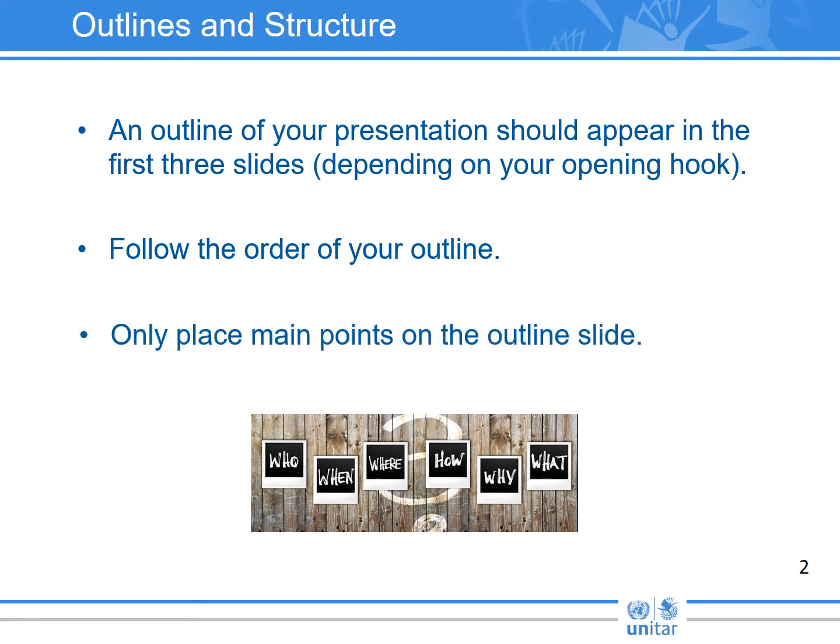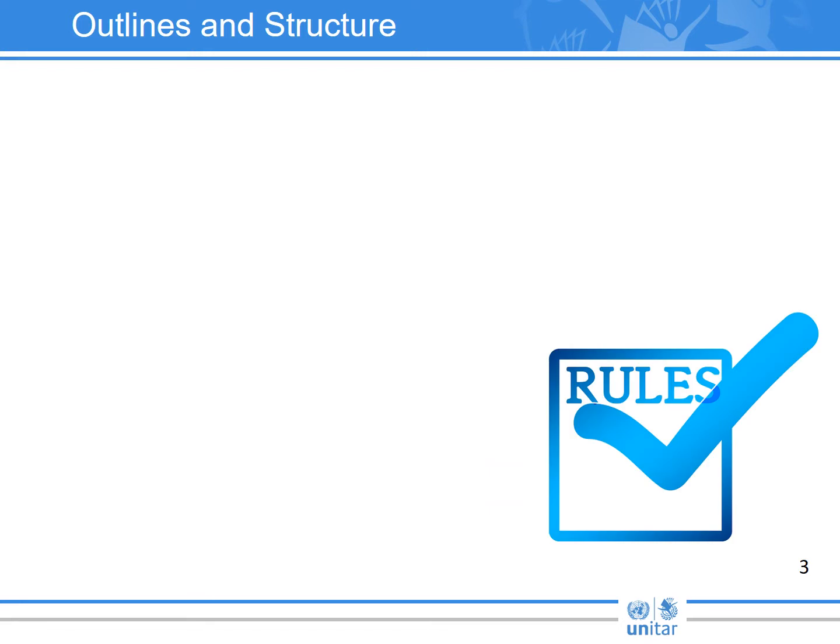And a third point is only place your main points on your outline slide. Do not get into any details at all. Keep it under 4 to 5 words per point and on one line, and that'll keep it clean, professional, and simple.